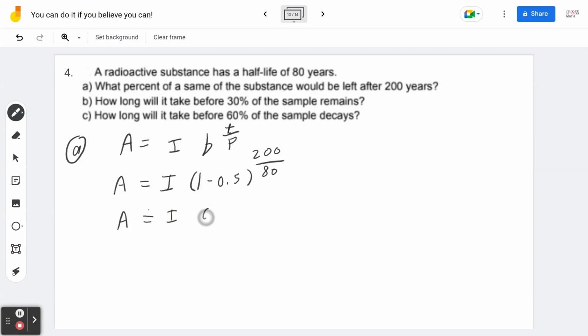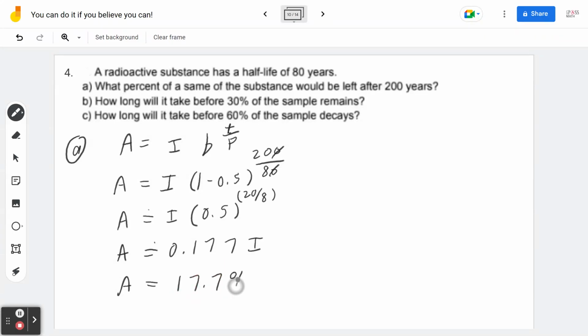Again, this is the same as half to the power of 200 divided by 80. You can cross out the 2 zeros. 20 divided by 8, you can leave it as is. If you grab a calculator, you can reduce it if you like. It's up to you. Now, if you grab a calculator and you work it out, look what happens. This is going to be half to the power of 20 divided by 8. Now, this is going to be approximately 0.176776695. I'm going to write down 0.177 times I. Remember, percentage means you have to multiply this by 100. So this is going to be approximately 17.7%.